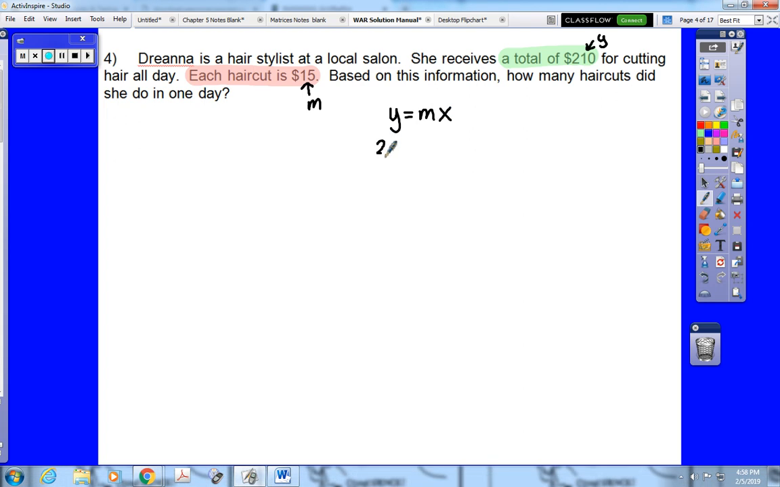Because you have 210 equals 15x, and then to solve that equation, you divide by 15. So if we divide each side by 15, we would get x is 14, which indicates that she had 14 haircuts that day.